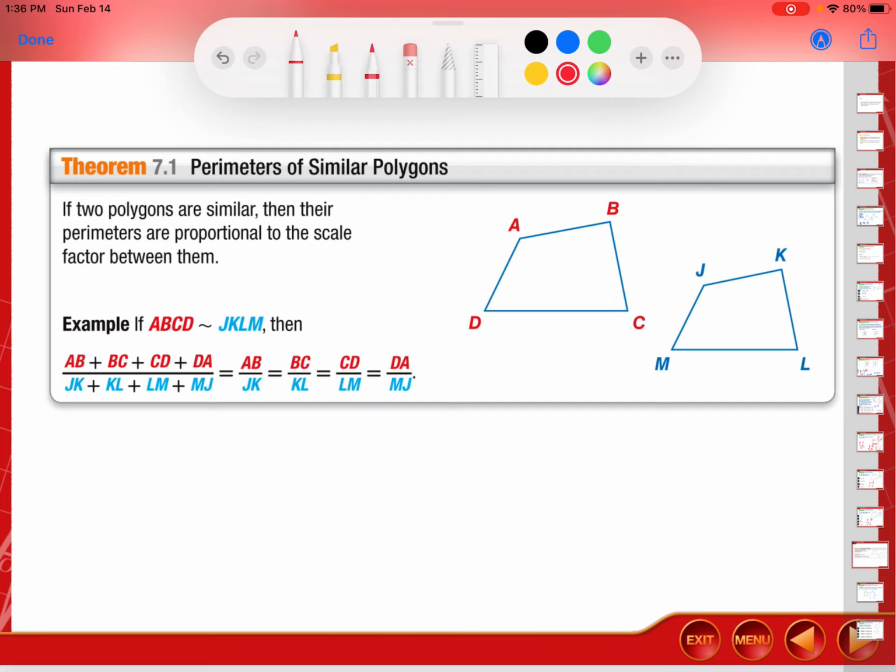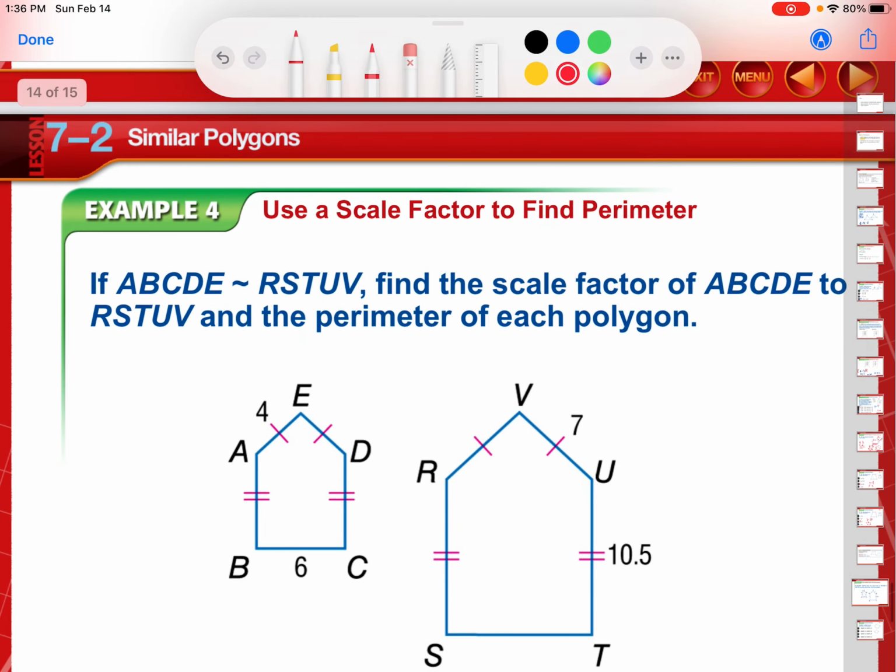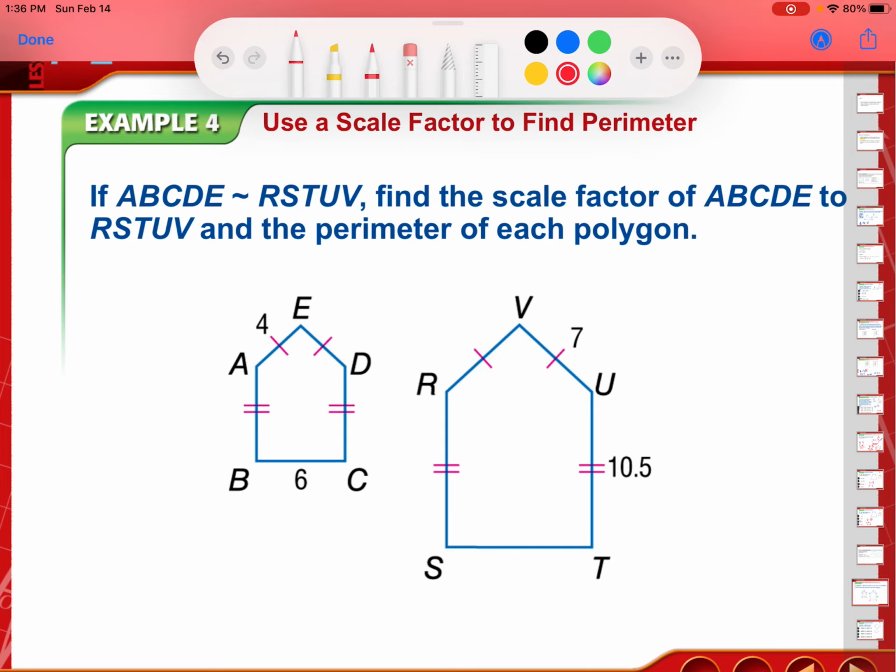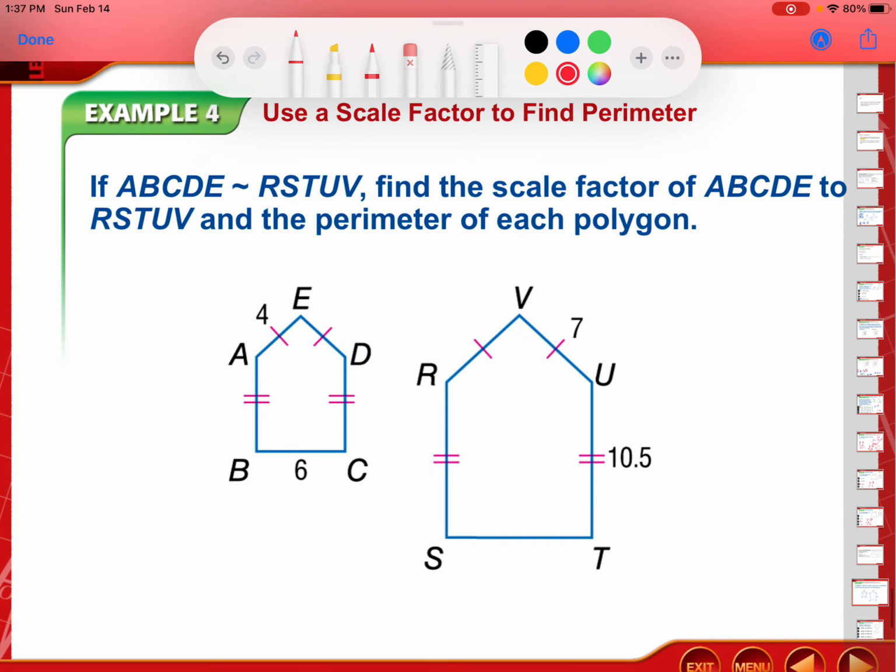If two polygons are similar, then their perimeters are proportional to the scale factor between them. So this would be a quick way to calculate perimeter if necessary. So if ABCDE is similar to RSTUV, find the scale factor of ABCDE to RSTUV and the perimeter of each polygon. So the scale factor is nice and easy. We can say it's 7/4 because we have 7 over 4.